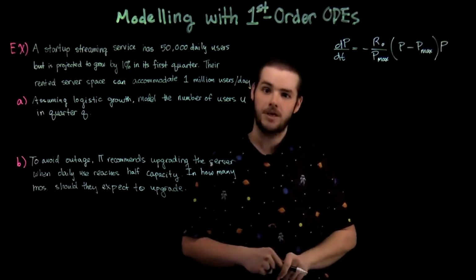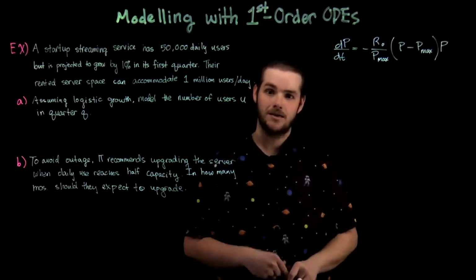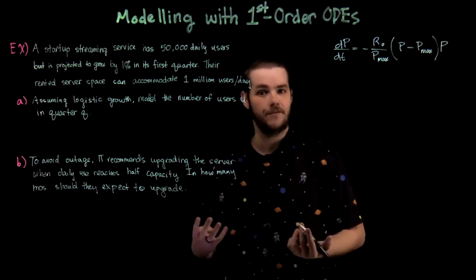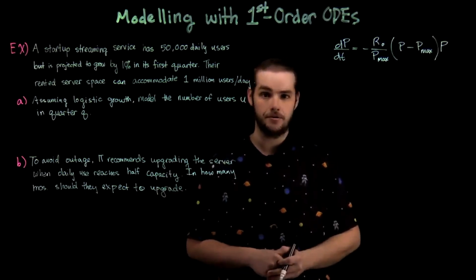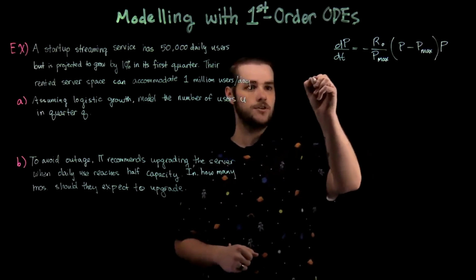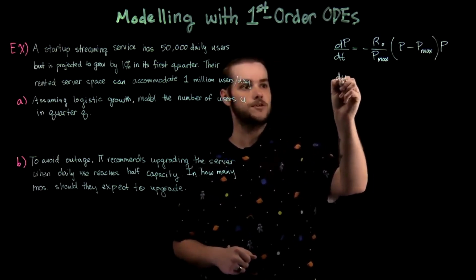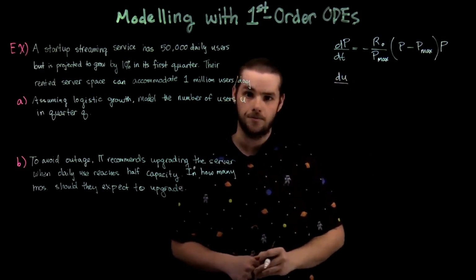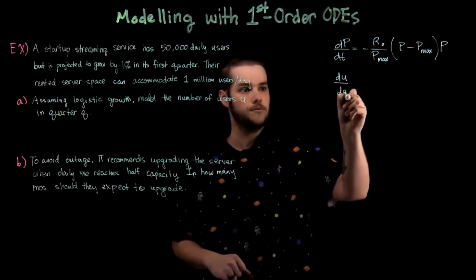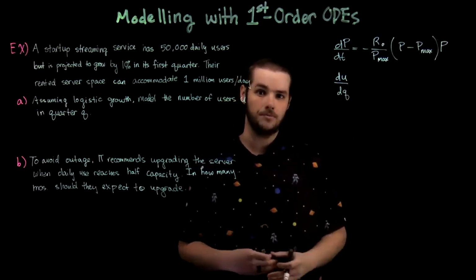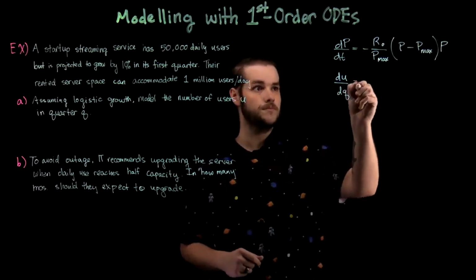times P times (P minus Pmax). But in this problem, we're using different variables, so I'm going to make that change. We also know what our initial growth rate and carrying capacity is. First of all, this time, we're measuring the number of users, which the problem has asked us to call u. And the independent variable here is the quarter, q. So really, I'm writing du/dq equals.